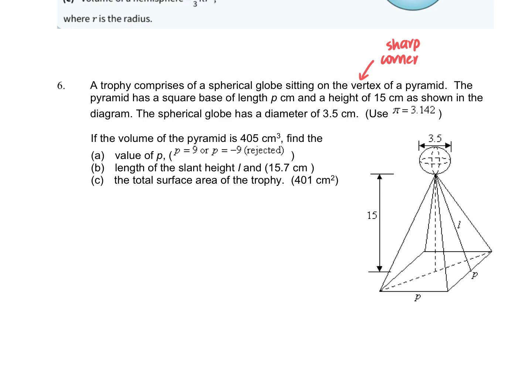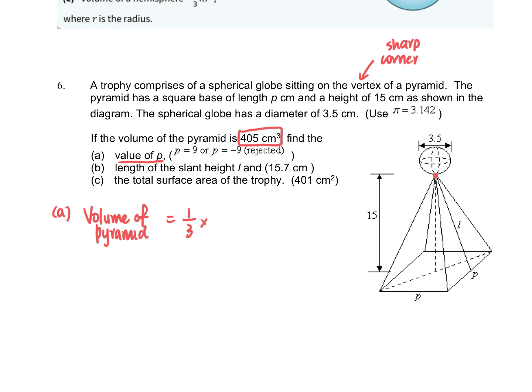Okay, of the pyramid. So here they are joined at this point. And the pyramid has a square base of length P and a height of 15. So the spherical globe has a diameter of 3.5. So if the volume of the pyramid is 405, find the value of P. So we use the volume of pyramid to help us solve this question. Volume of pyramid. So all these you must memorize. If you don't memorize, can't do.